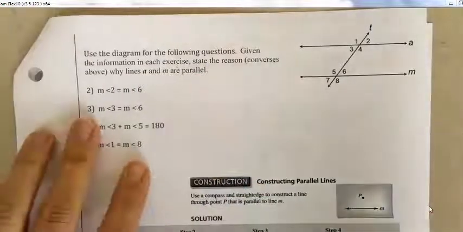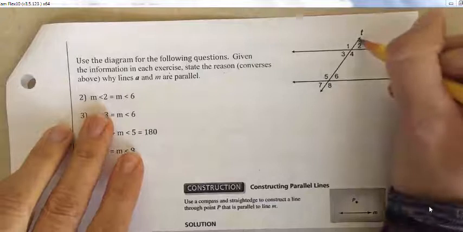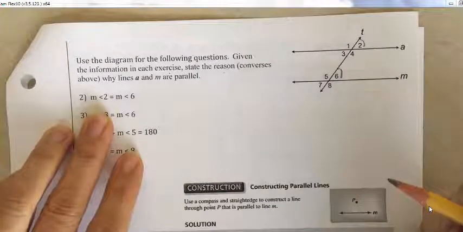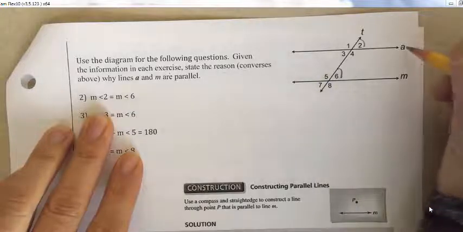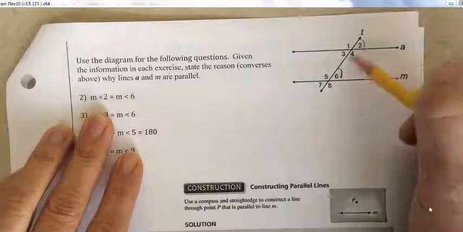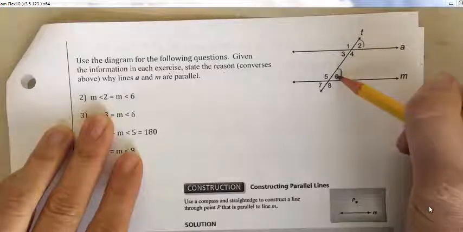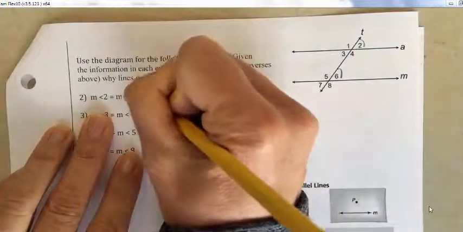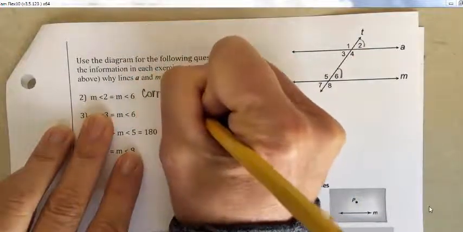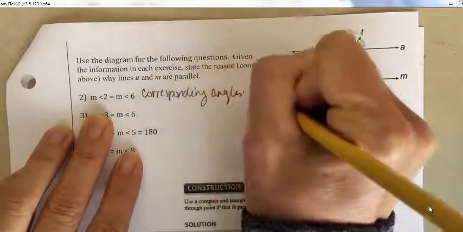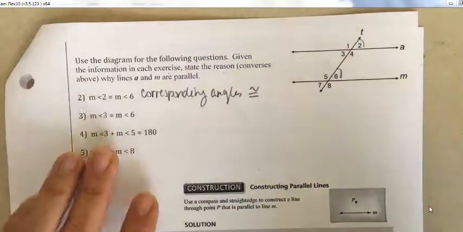Okay, so if I know that the measure of angle 2 is equal to the measure of angle 6, okay, now I can conclude that A is parallel to M, and the reason for that is because I have corresponding angles that are congruent. Right? So I can say this is really the corresponding angles converse. Or I'm totally fine with you just saying corresponding angles congruent.